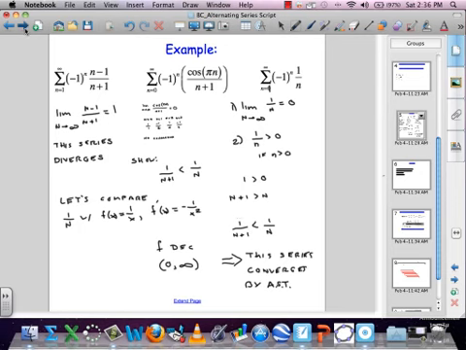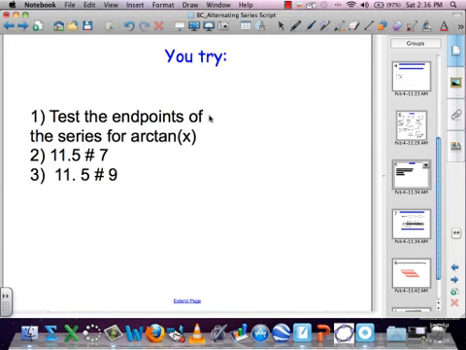Okay, so for your first part of the entrance ticket, go back to that first problem, test the endpoints of the arctan series. Okay, so I gave you 2 series that you would have to test using the alternating series test. Go ahead and do that, and then try 11.5 number 7 and 11.5 number 9 in the textbook, and that's good for both editions.